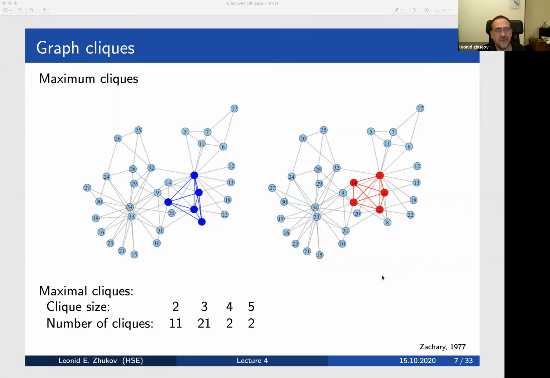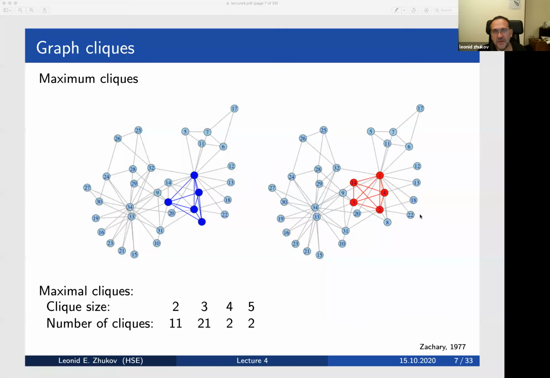So here's an example of finding maximum cliques, the largest cliques, within the same graph as we looked at before. So here they are. The largest cliques here are of size 5, and these are the 2 cliques shown on the left in blue and on the right in red. So these are actually cliques: subgraphs of 5 nodes that are all connected.